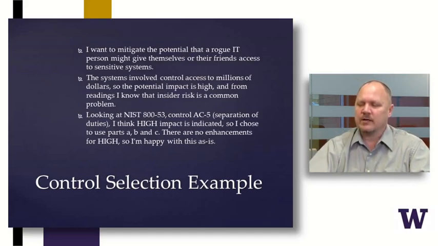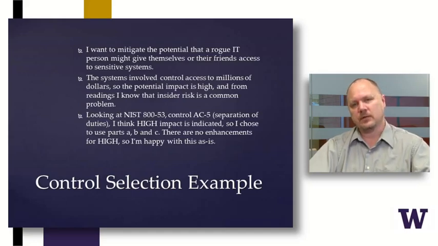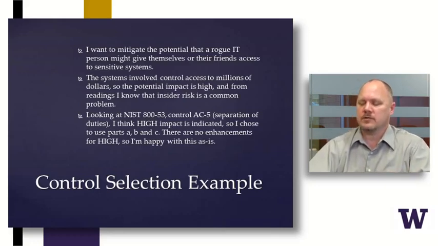When we look at AC5, for this banking example, I think high impact is indicated. So we use parts A, B, and C of that control. Go read them. They're not, again, not a long read for that control. There are often enhancements suggested for things that you've identified as low, moderate, or high risk. In this case, there are no additional ones for high.